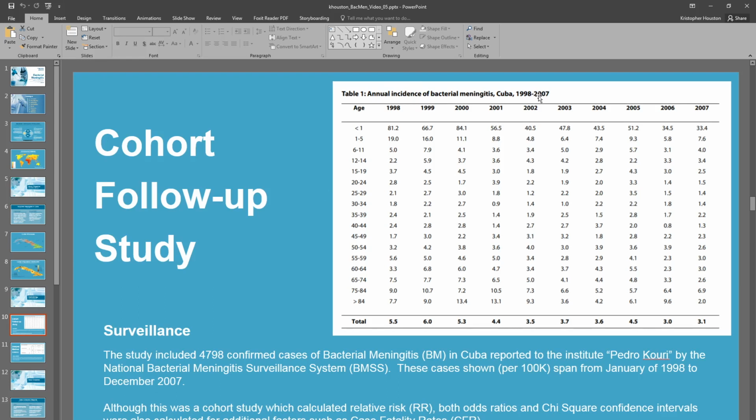Now, this being a cohort study, relative risk was calculated for several features, including the transportation and proximity distance from people to healthcare facilities. But odds ratios were also calculated for some of the societal features and the case fatality rates.